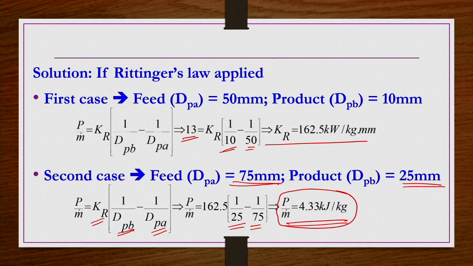This is the power requirement if you apply Rittinger's law. So let us remember this value, because the same problem, using the same values, we are going to do by applying the other law, and then we can compare the power requirements. Are they giving the same power requirement or not? So by Rittinger's law, for this problem we are getting power requirement 4.33 kilojoules per kg.